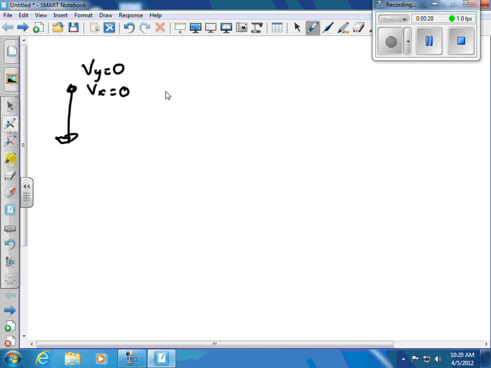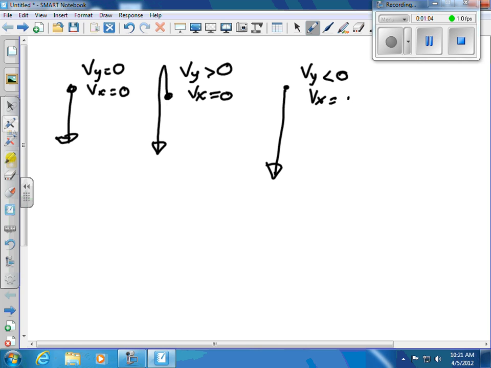We've also done questions where Vy is greater than 0 and Vx equals 0. So that's where it goes up and then down. Vy is 10 meters per second, it's going up at 10 meters per second. And we did ones where we throw it down, where Vy is less than 0 and Vx is 0. So those are all vertical projectile.